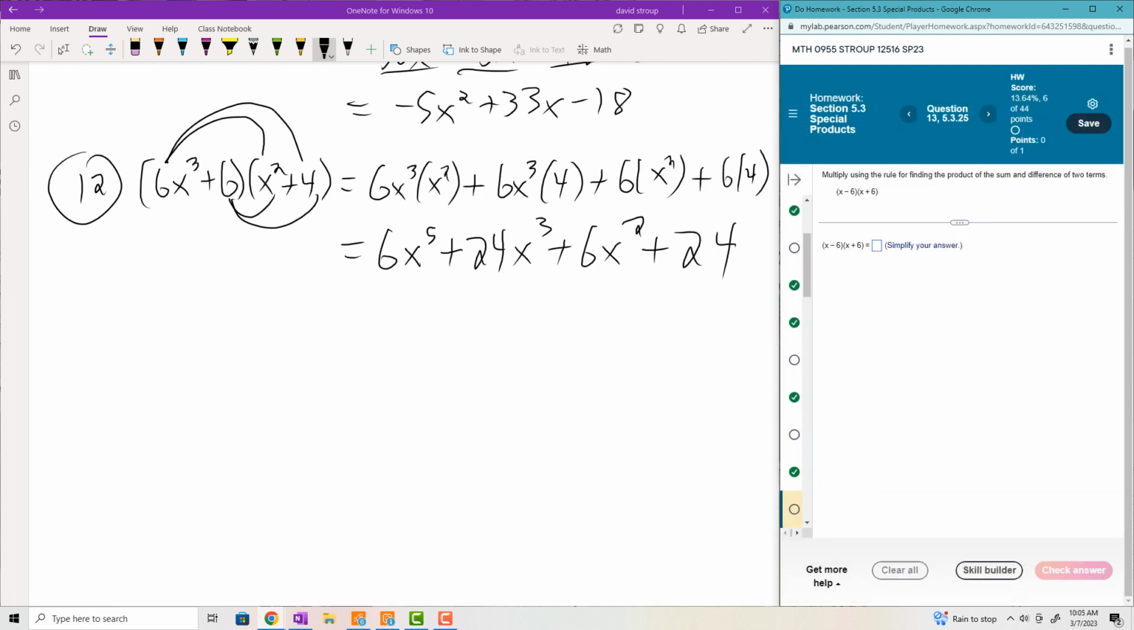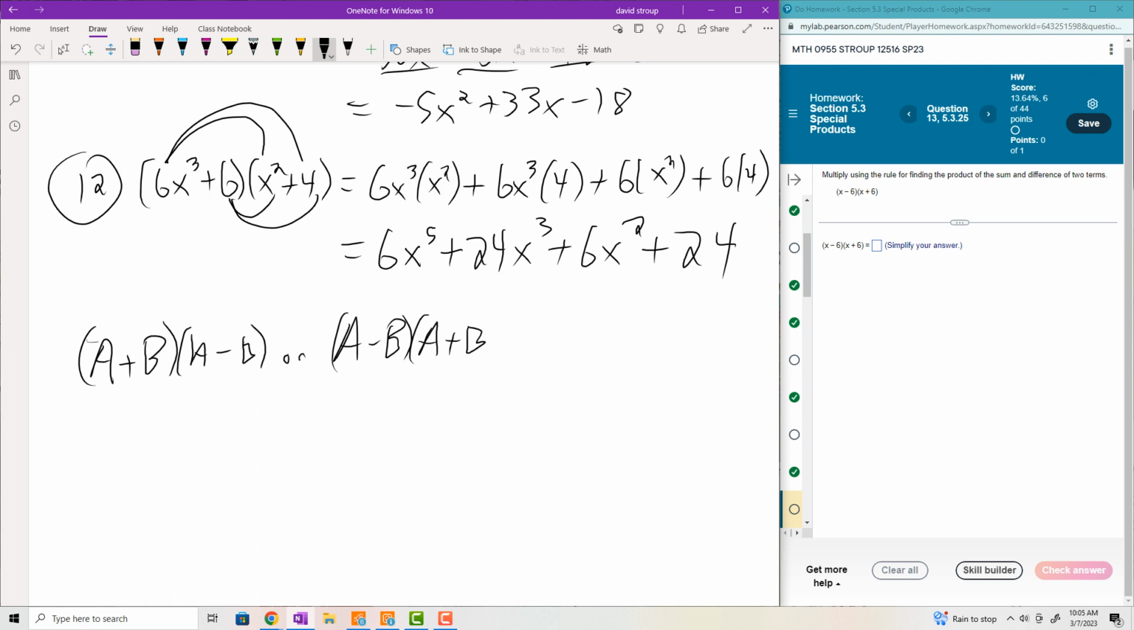Okay, so now we're on to special products. For these forms, the inner and outer terms will always cancel out. So the form is a plus b times a minus b, or a minus b times a plus b. And in either case, you have a times a, which is a squared. That's the first. And then the outer will be a times negative b, which is negative ab. And then the inner plus a times b. And then the last minus b squared.